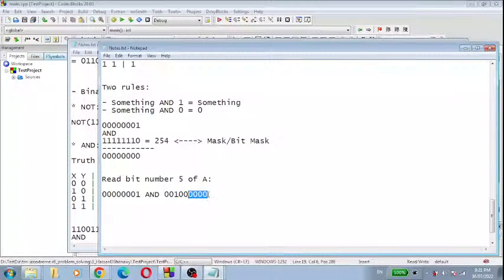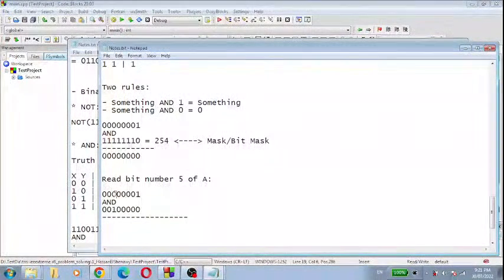Means there is one bit. So when I'm going to make the AND operation between these two, I want to read if this fifth bit is 1 or 0. I want to make sure if this bit is 1 or 0 actually. How I could achieve this? I could read this bit using this mask. I have made this mask. Actually this mask is equal to 32. And also this is called a mask or a bit mask.